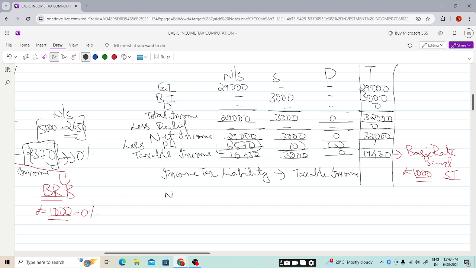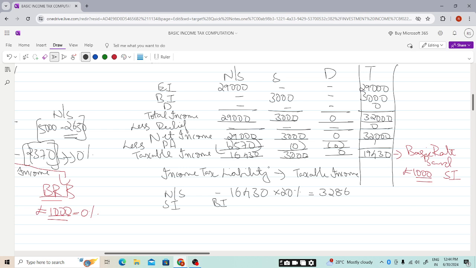So for non-saving, our income is 16,430, which is within the basic rate limit. The basic rate limit will reduce in the same order: non-saving, saving and dividend. So it will be taxed at 20%. This will give rise to an income tax liability of 3,286 pounds. Then we will be calculating for the saving income. In saving income we have bank interest. Now we need to see the first rule, that is the 5,000 pound rule.